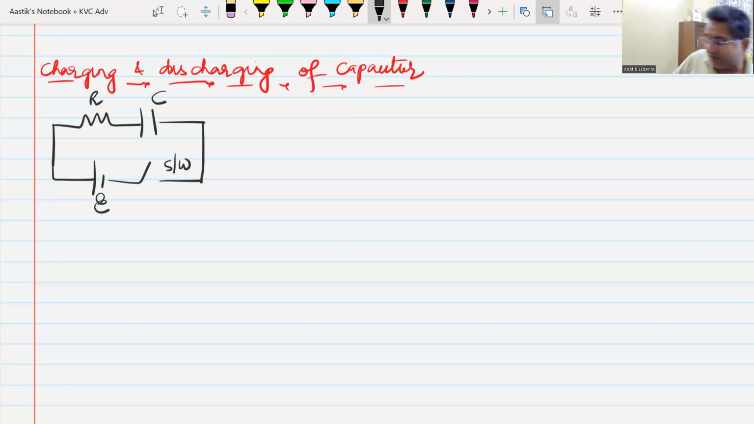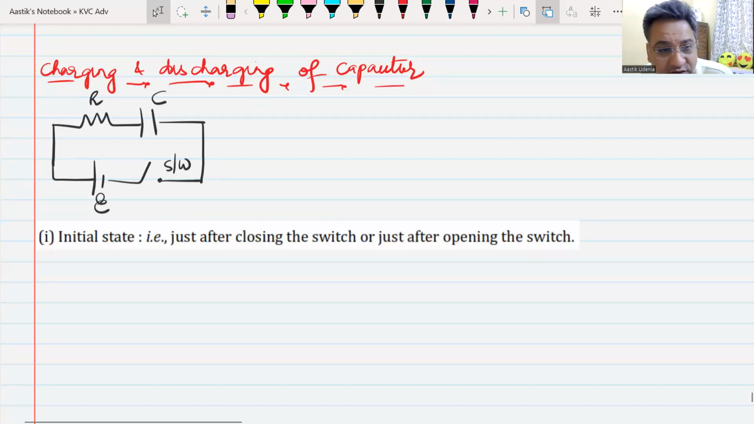Now if I put a capacitor, this now becomes a DC, because it's direct current, RC circuit. Now whenever we are talking about this RC circuit, any circuit always has a switch. So whenever we are talking about this RC circuit, we can talk about 3 different stages. The first stage is when the switch is just put on. That is known as the initial state. Just when the switch is just switched on, that is known as the initial state.